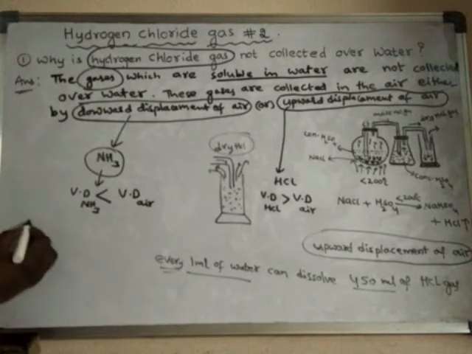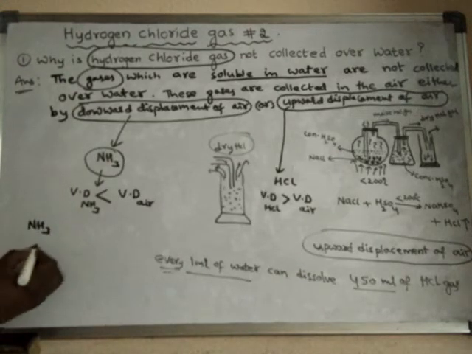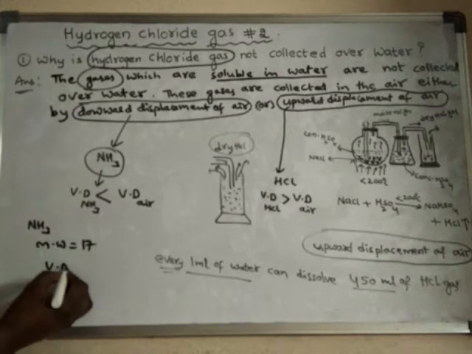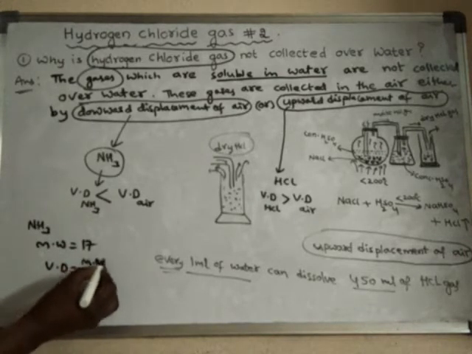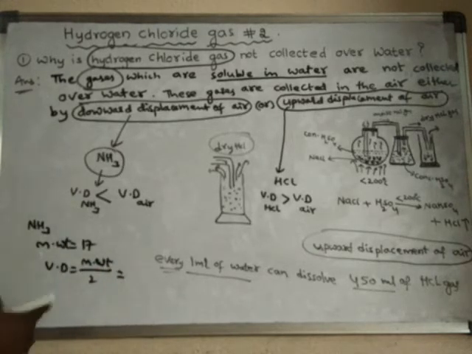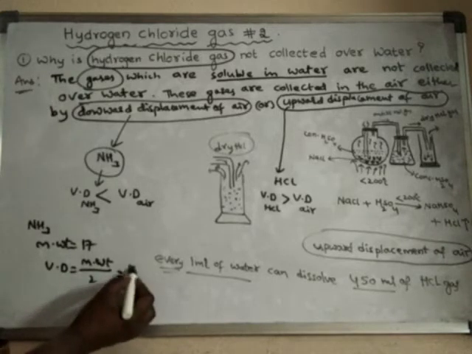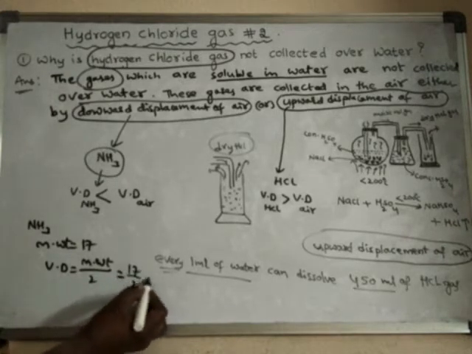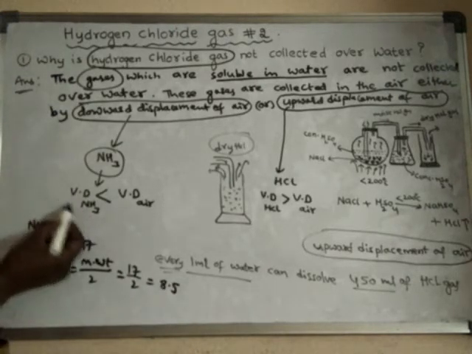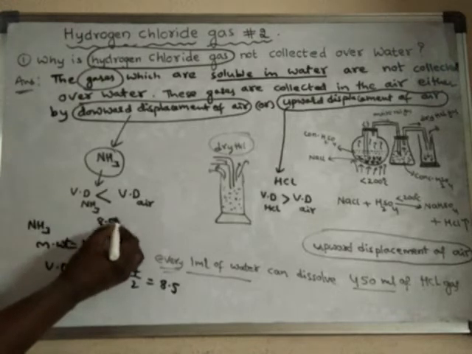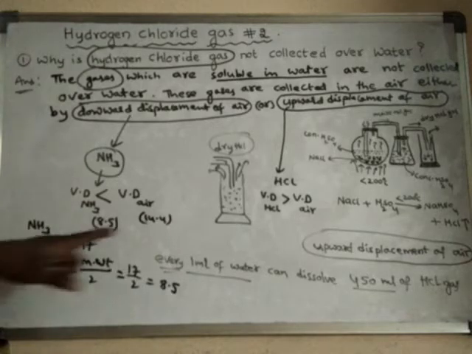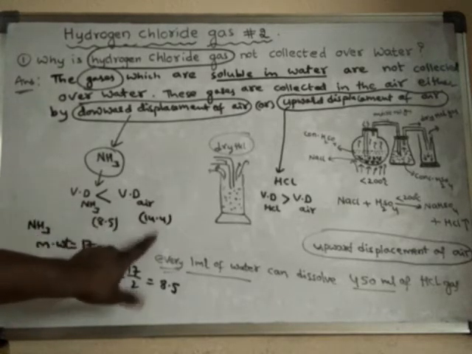See here, ammonia. Its molecular weight is 17. Then what will its vapor density be? Always remember that vapor density is equal to molecular weight divided by 2. So that means it will be 17 by 2, which is 8.5. So the vapor density of ammonia is 8.5, whereas the vapor density of air is 14.4. Always remember that the vapor density of air is 14.4.